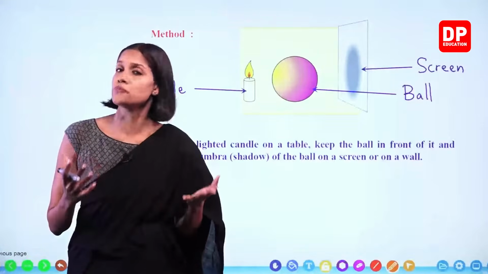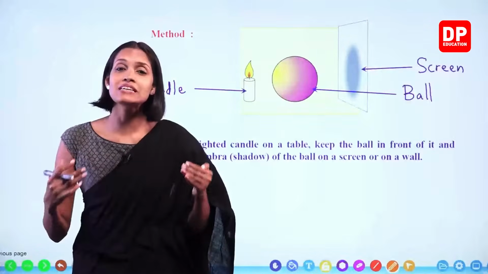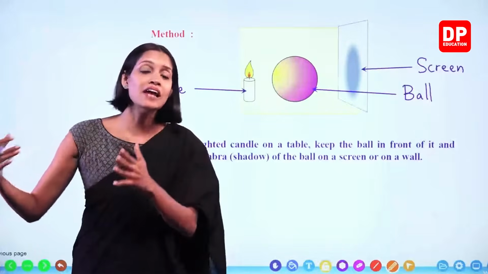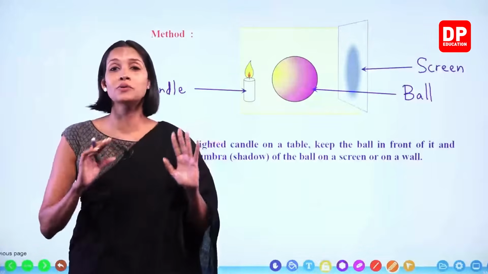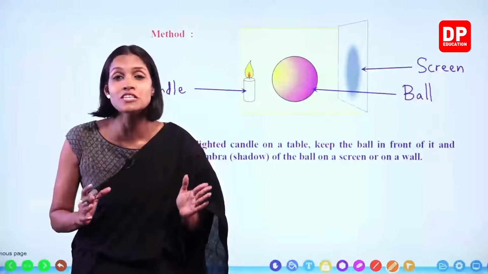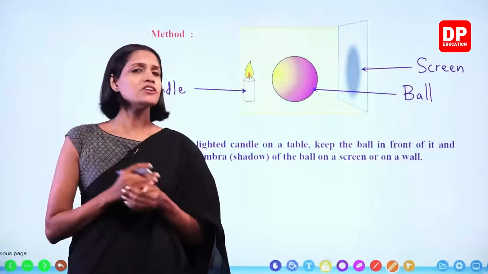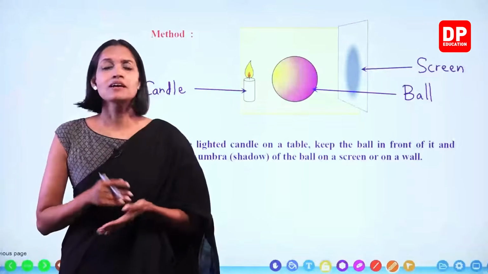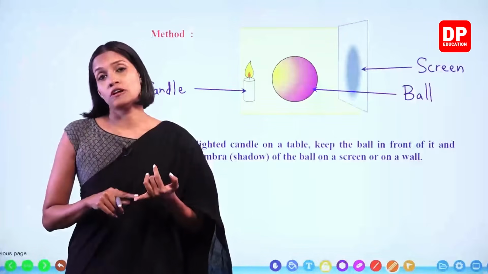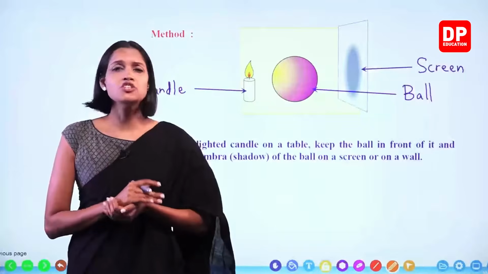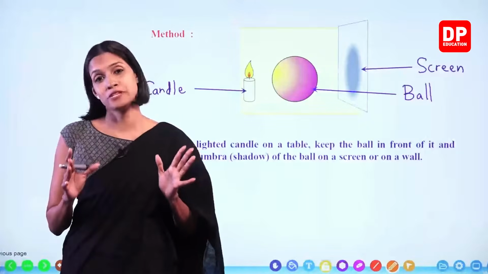What is the meaning of opaque materials? The materials that do not let light pass through them are known as opaque materials, which means light cannot pass through these materials at all. So what are the examples, children? Cardboards, brick walls, and black color paper. These all are coming under opaque materials.